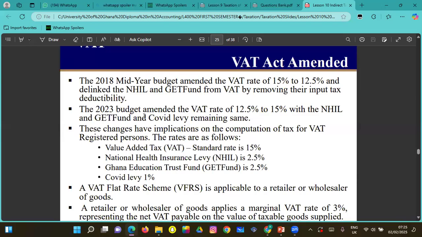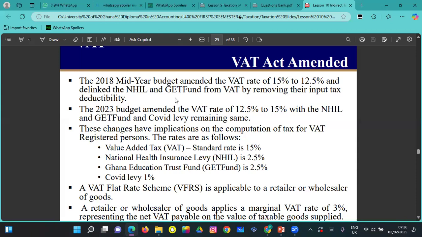Initially, the 15% was having NHIL and the GETFund in it already, making it the 15%. But then they divided it into two, where the VAT itself became 12.5%, and the NHIL levies and the rest were standing alone. Now we are currently back to 15% again, and the NHIL and the rest are still standing alone. So you see the strategy they normally use.